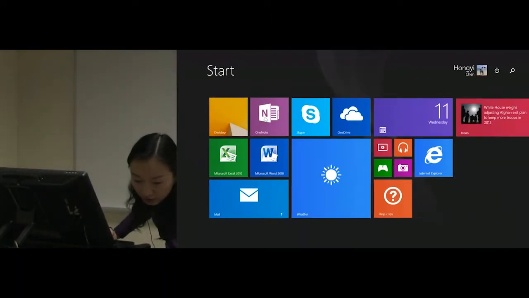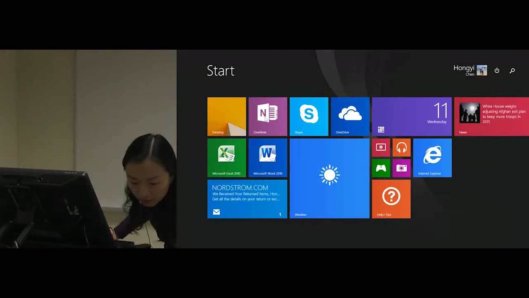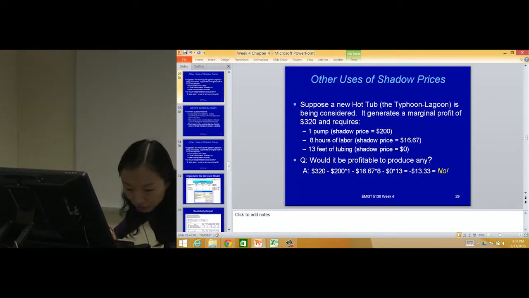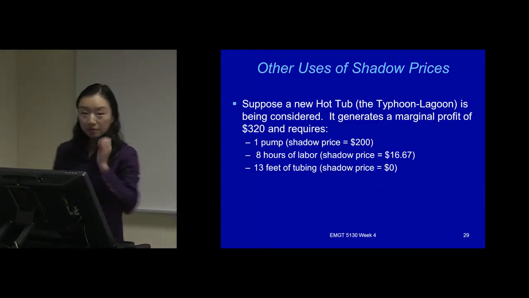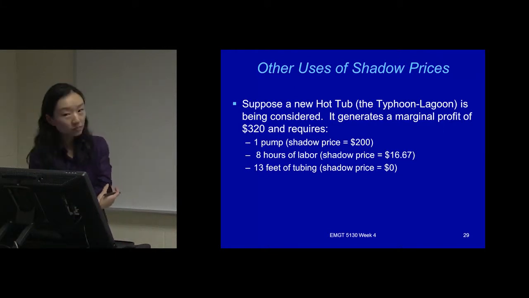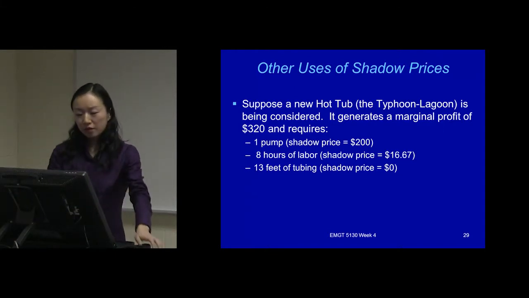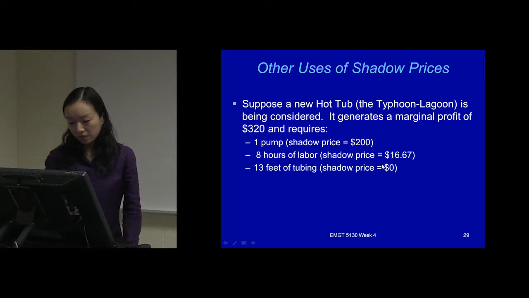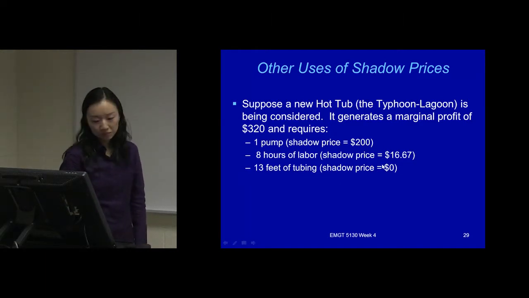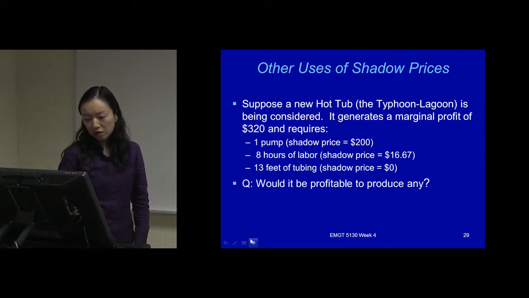And we're going to look at one example here. You may need to write this down. There is a new hot tub, the third type. The Typhoon Lagoon is being considered. It generates a marginal profit of $320, and requires 1 pump, 8 hours of labor, 13 feet of tubing. The shadow price of each of them is given. And they ask you whether it's profitable to produce any.